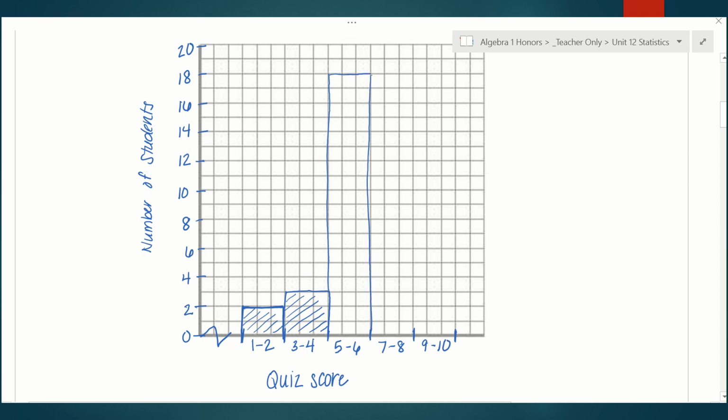Ooh, wish I had a ruler. Okay, so let's shade that. And then our next interval is also 18. So there are 18 people that scored between a 7 and an 8. So same size bar there.